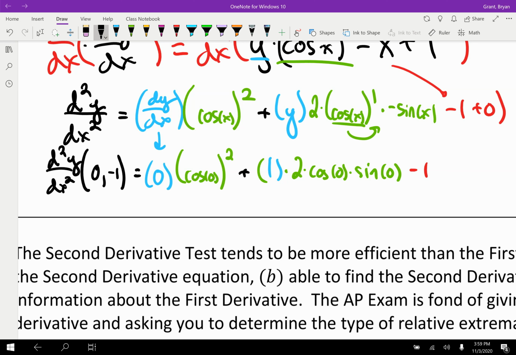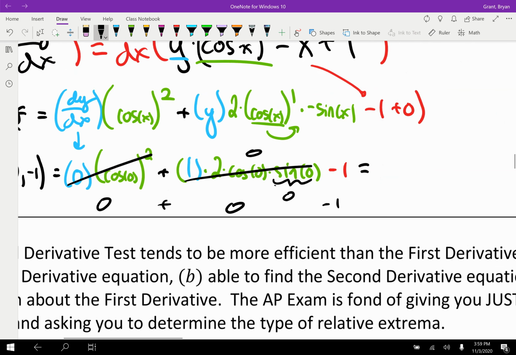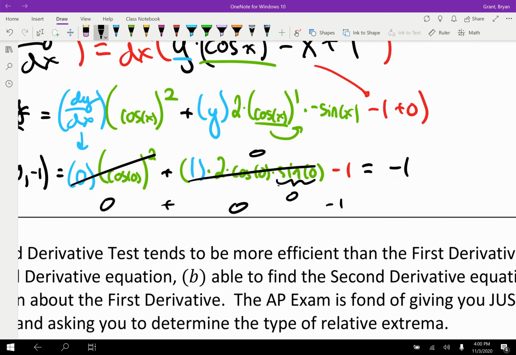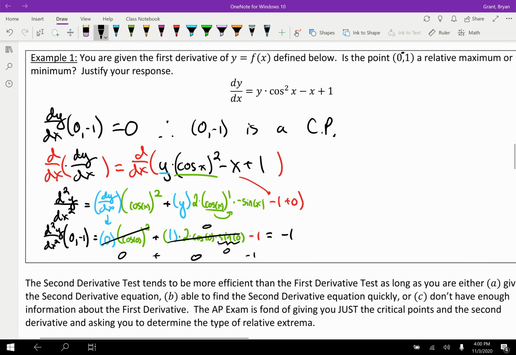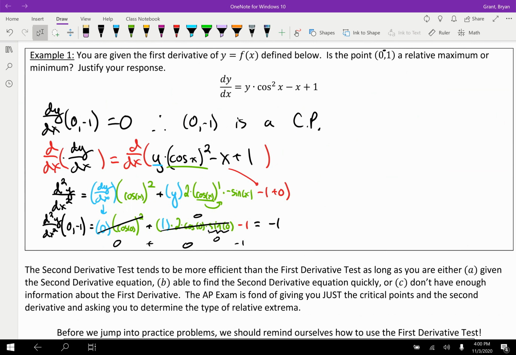I'm just going to work to the right because I've somewhat run out of room. 0 times anything is 0. Sweet. Sine of 0 we know is 0. So this is 0 times anything. That's 0. And then we're subtracting 1. So I think we just get negative 1 here. Nice. Well, this is actually a conclusive answer because we've not only shown that there is no slope here, but we've also shown that the graph is concave down.